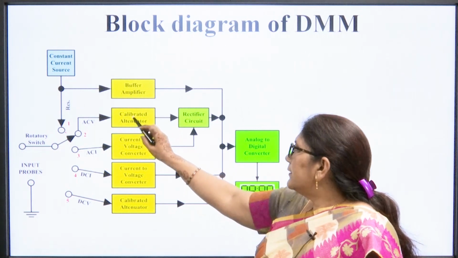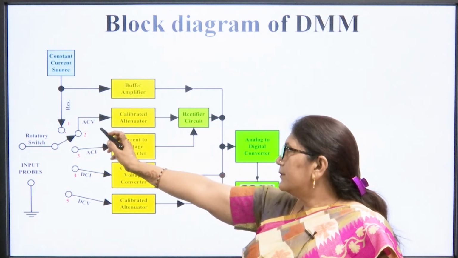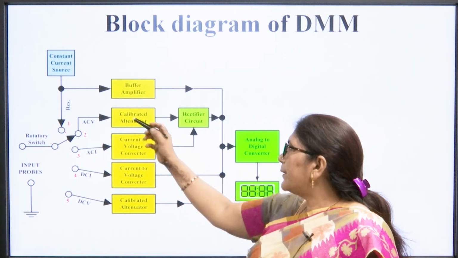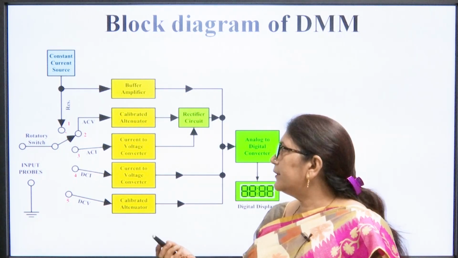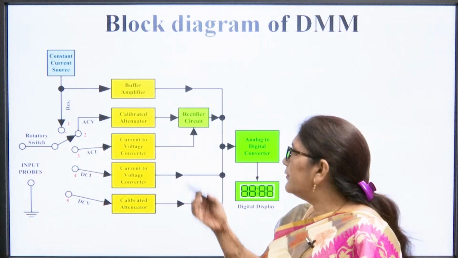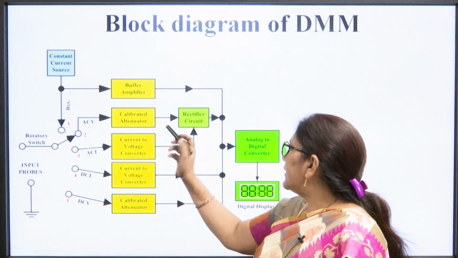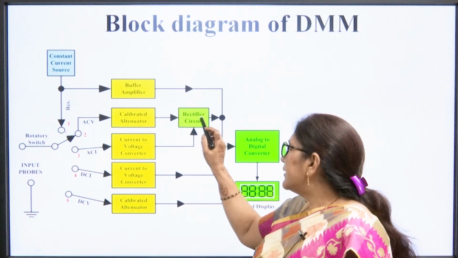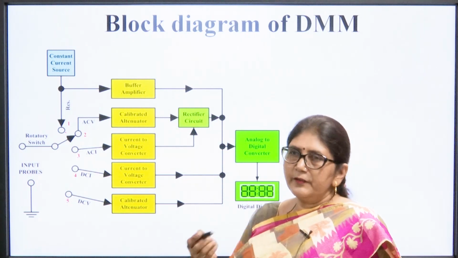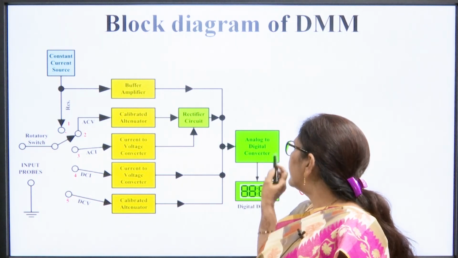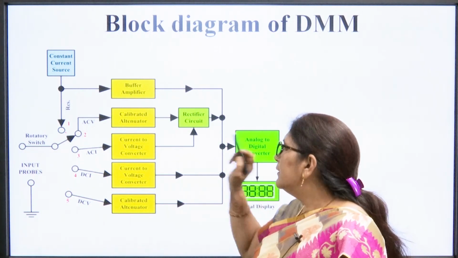So, the input voltage, if it has a high value, is passed through the calibrated attenuator. If it has a low value, then it will pass through the amplifier, and then it is fed to the rectifier circuit. The rectifier circuit converts AC into DC, and then it is fed to the analog to digital converter.